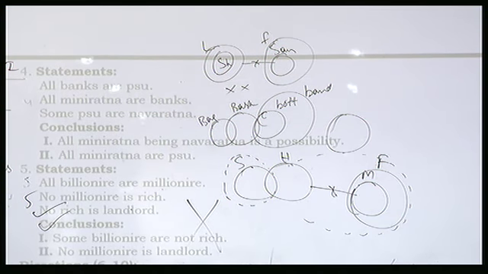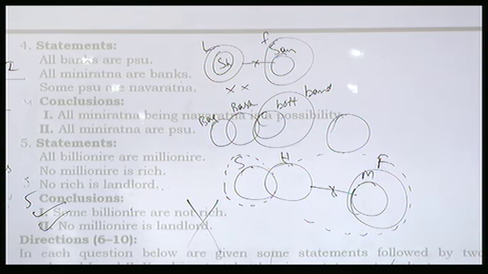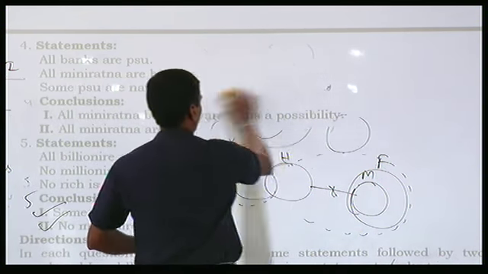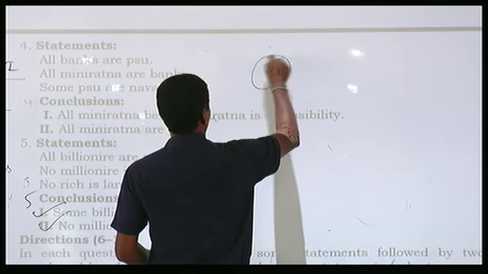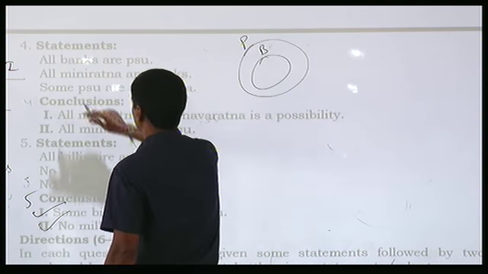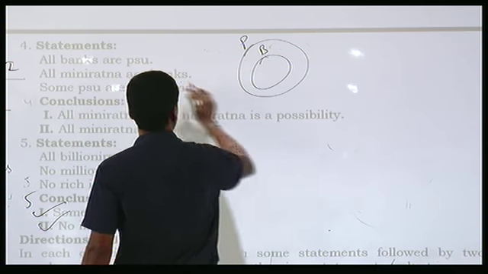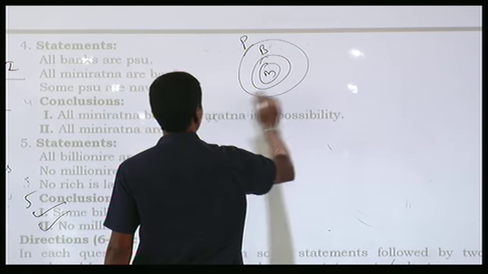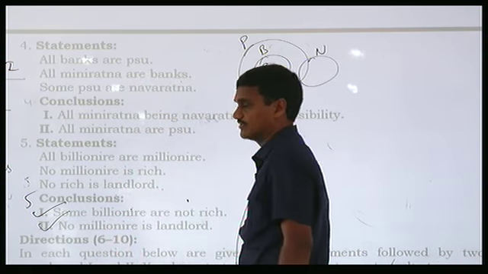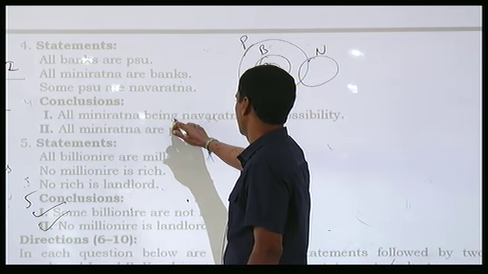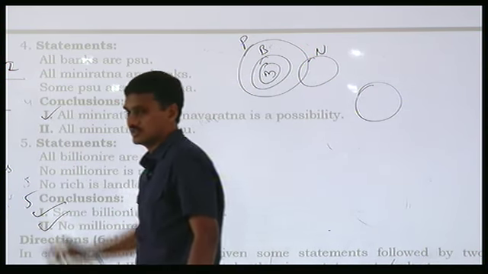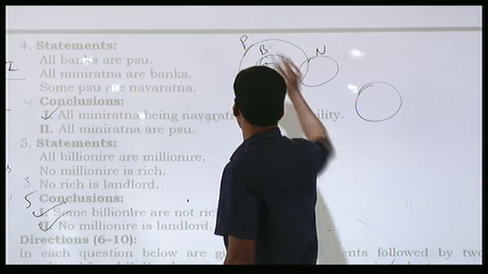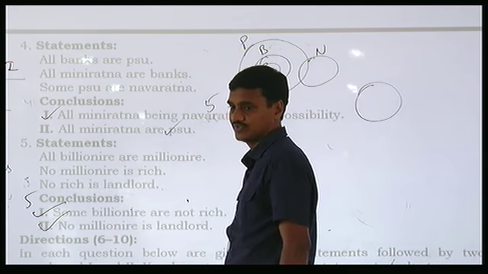Then question number 4. All banks are PSUs. Next one, question number 5. All banks are PSUs. All Mini Ratna are banks. Some PSUs are Navratna. Again, all the 3 statements are affirmative. Then the first one, all Mini Ratna are Navratna. That means affirmative, you can take it as a single diagram. Hence it is possible. Then the second one, all Mini Ratna are PSU. That is also true. Hence both the conclusions are true. Hence choice 5 is done.